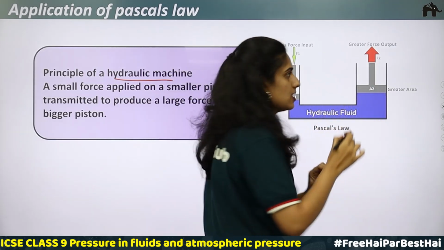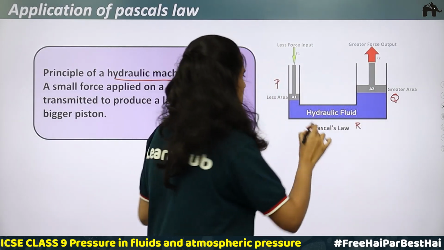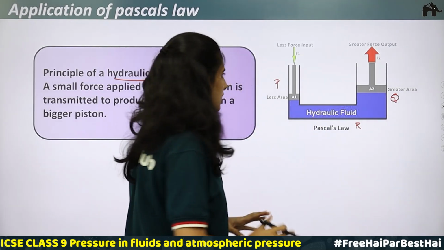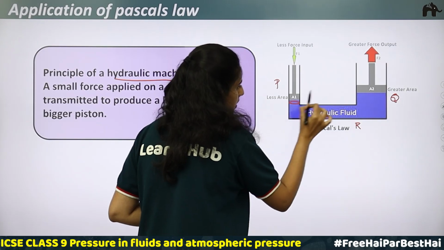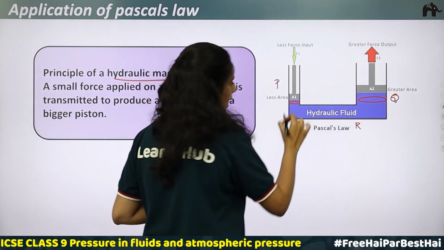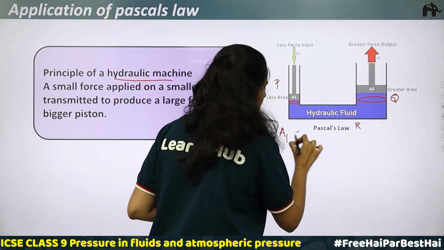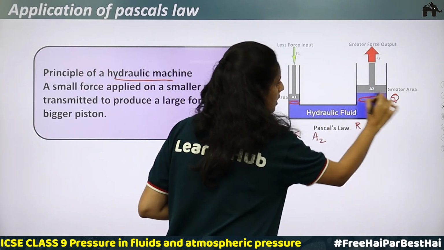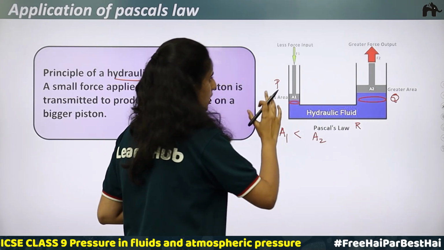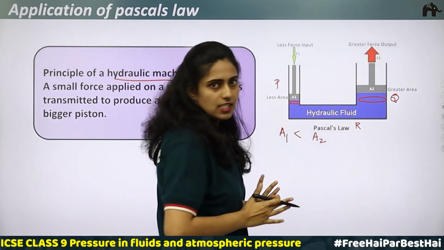Now take this. Here you have two containers. Let's call them P and Q. They are connected through a tube R. Okay, inside we have a hydraulic fluid, let's say water or any other fluid. So here you are able to see that this region has a smaller diameter or area compared to this region. Yes, which means the area A1 of region P is less than the area A2 of region Q. Okay, greater area and less area. Here you can see that two pistons are attached to this. Okay, these are airtight pistons attached.